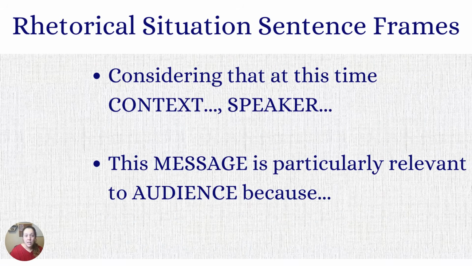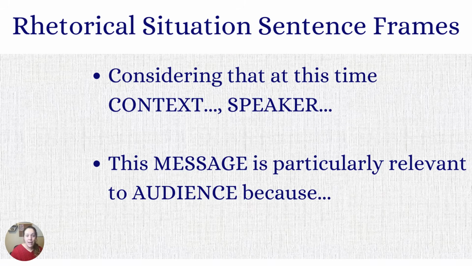You could also consider the historical context. Now, this one might not work for every single passage, but for some passages, this could be a very useful sentence frame. So you could say something to the effect of, considering that at this time, and then tell us what happened at that time. So for instance, considering that at this time, women couldn't vote, the speaker, and then you could say what they did. So it has to be relevant context. But sometimes the historical context really does come into play, and this sentence frame is a great way to acknowledge that.